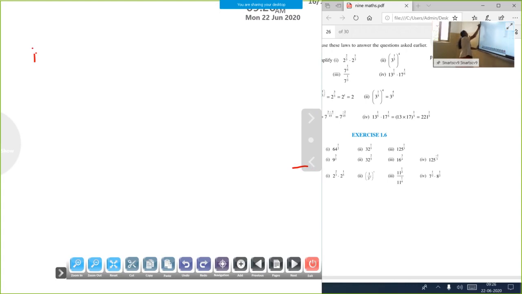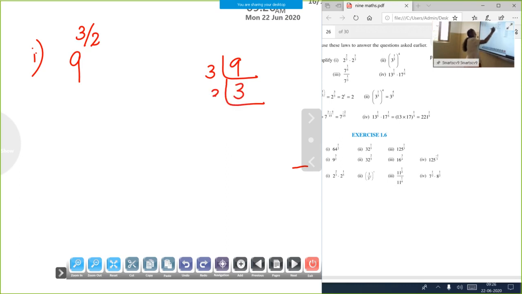Second question, first part. 9 raised to 3 by 2. Same way, you factorize that 9. When you factorize 9, here the number is 3. We can divide 9 by 3. 3 into 3 is 9. Again, 3 by 3 is 1.